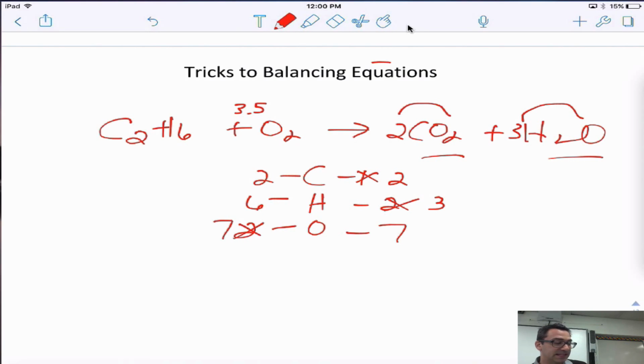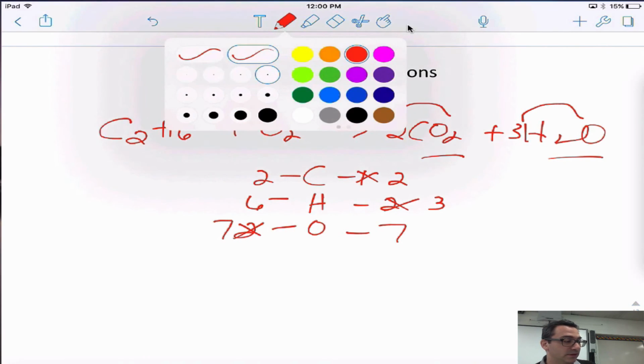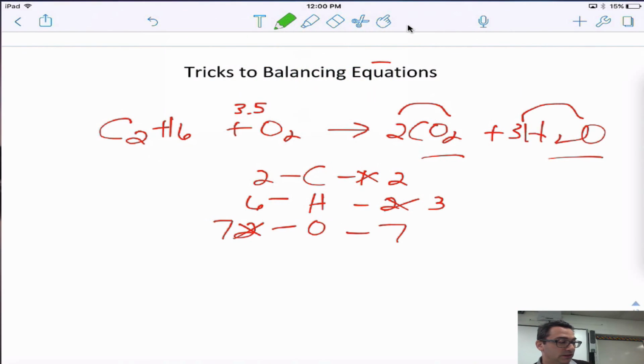But the problem is that I can't leave it like that. On the Regents, they want whole numbers. So what I'll do is I'll double everything. This is where my second part of the cheat comes in. I'll double. So I'll put 2 here. I'll double this. I'll make it 7. I'll double this. I'll make it 4. I'll double this. I'll make it 6.